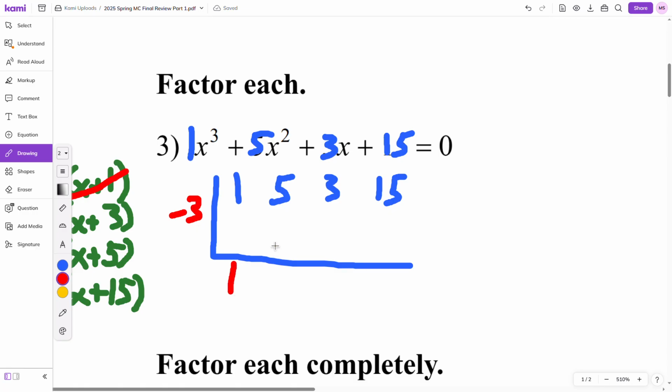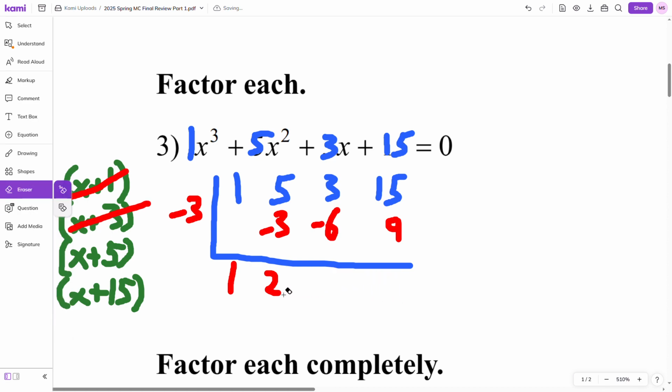1 plus nothing is 1, times minus 3 is minus 3. 5 minus 3 is 2, times minus 3 is minus 6. 3 minus 6 is minus 3, times minus 3 is positive 9. And again, we don't have a remainder of 0, so that means plus 3 is also not a factor. And maybe I should be getting worried, but I'm not worried. I already know what happens.